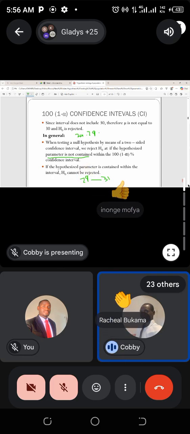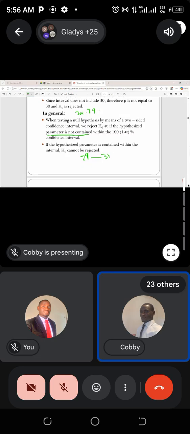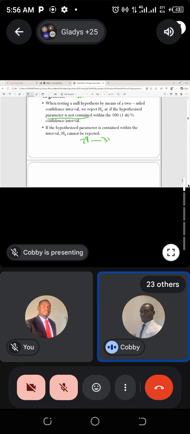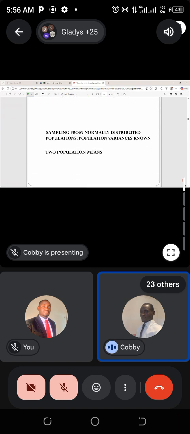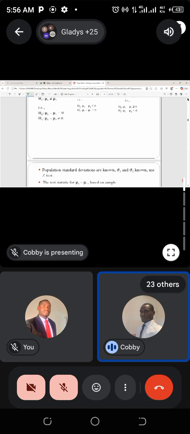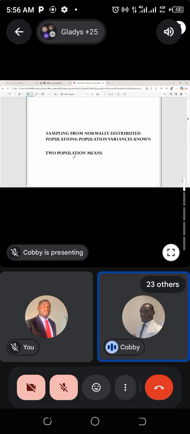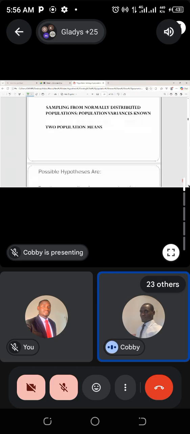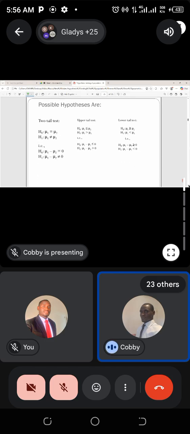Any other question? Any other concern? Okay, so that's for the one sample. So tomorrow when we come, we'll look at the two population means. How can we test the statistics for the two population means? So just maybe we can go through a bit. Yeah, so we have two population means, and the steps are the same.